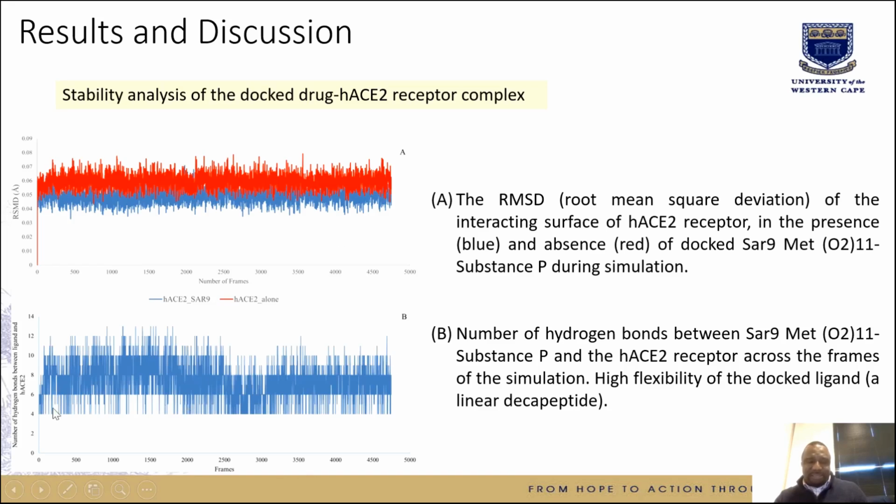And if you look at the second plot here, which shows the number of hydrogen bonds that is formed between the drug and HACE2 along the trajectory or the frames of the simulation, what we observe, you could see that the number of hydrogen bonds formed fluctuates from 14 down to almost 13. And then this high fluctuation, of course, can be attributed to the flexibility of the ligand being, I think in this case, a decapeptide that was assessed for stability of interaction.